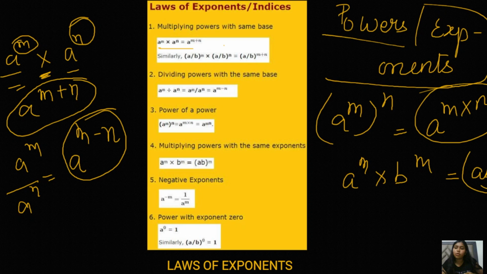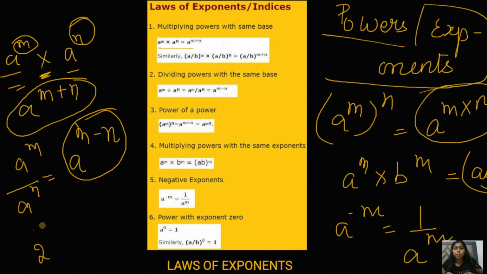Now the negative exponents. If we are taking the negative power of something, then it is equal to the reciprocal of the same. For example, if we are taking 2 raised to the power minus 1, it means 1 by 2 raised to the power 1.